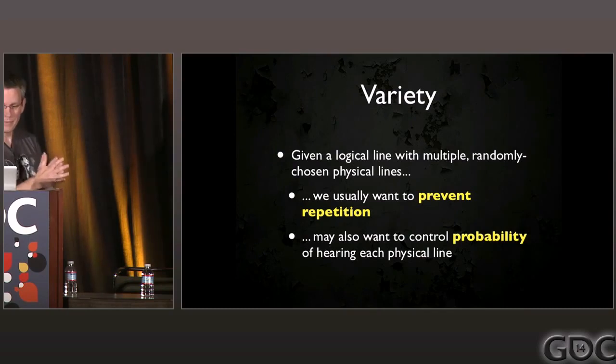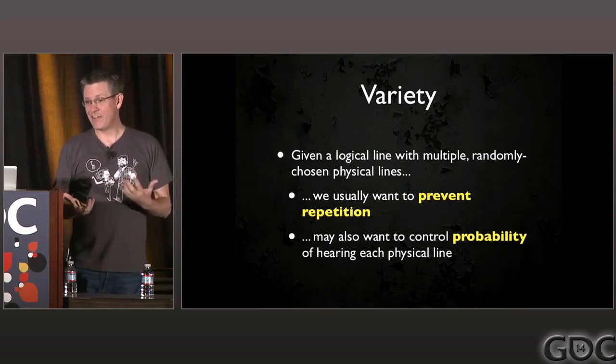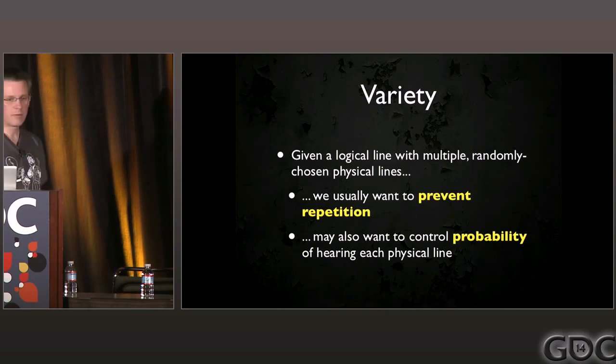Obviously, just a few implementation details. When a character has multiple physical lines that they can say for any given logical line, we need to prevent repetition. And we might also want to control probabilities of these lines. So let's just look briefly at how we do that.